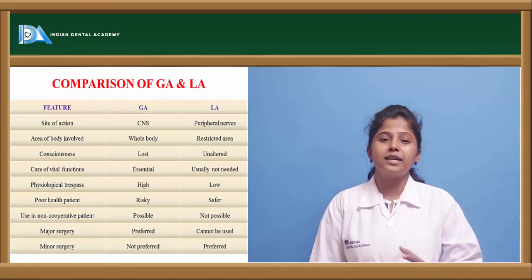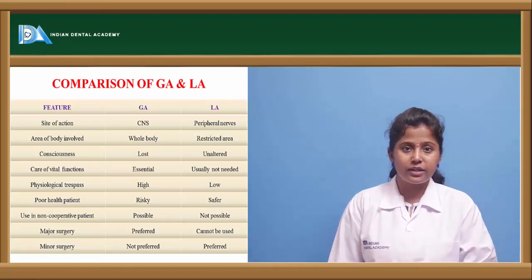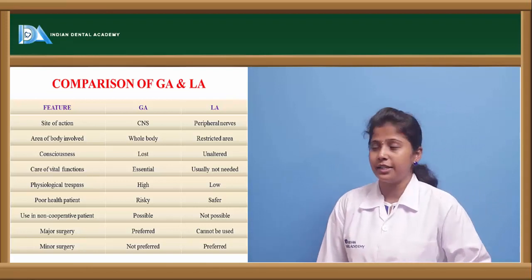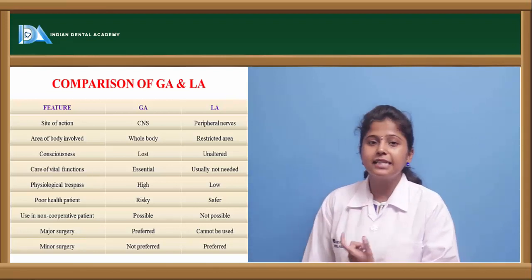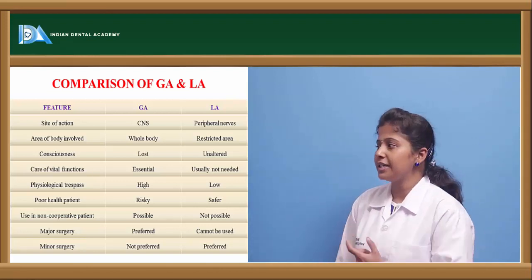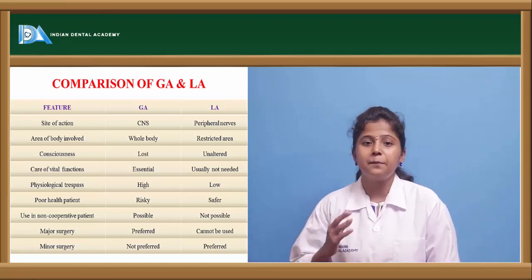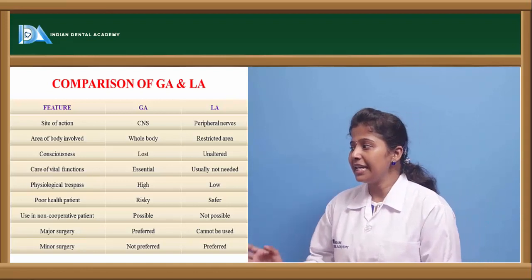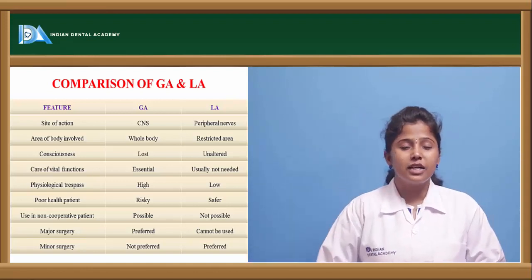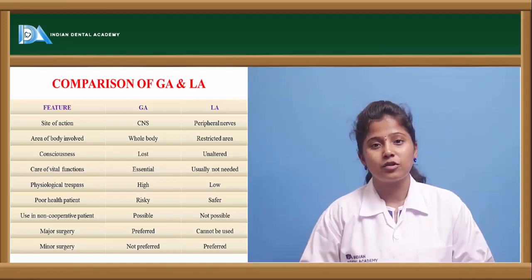Now let us compare general anesthesia with local anesthesia, how they are differentiated. If we see the site of action, general anesthesia affects the CNS, and local anesthesia affects peripheral nerves. And the area of body involved: if we give general anesthesia, the whole body loses consciousness.